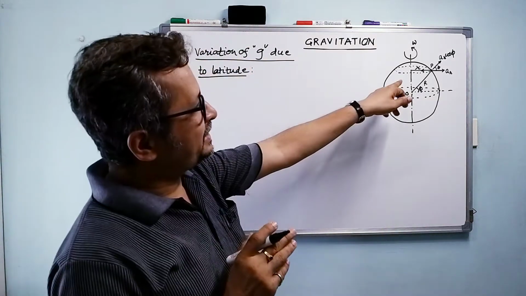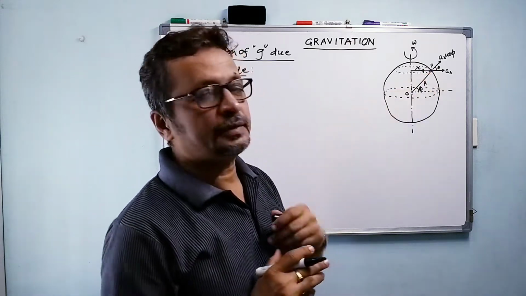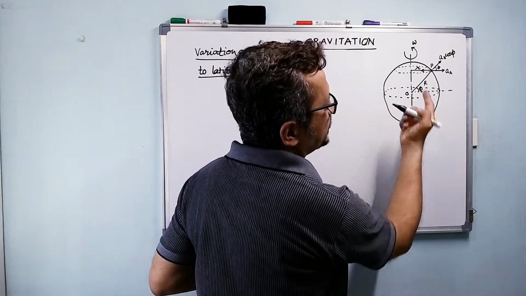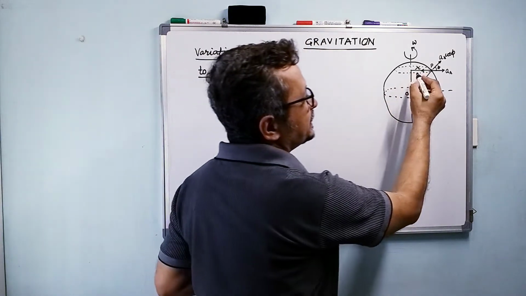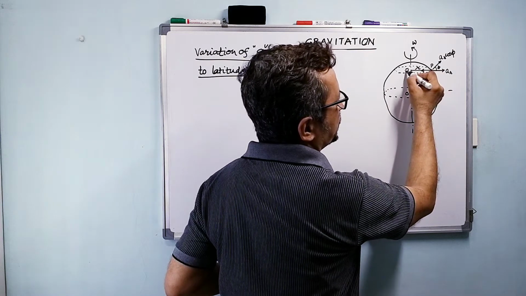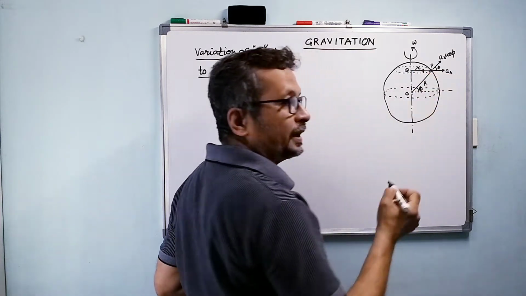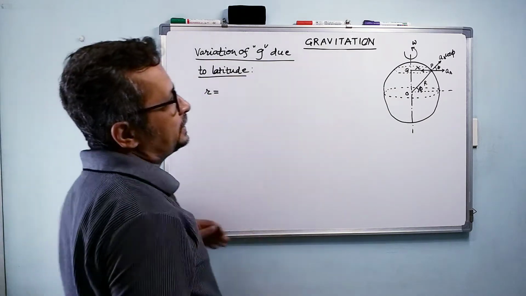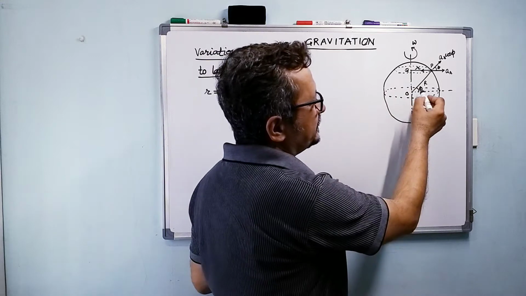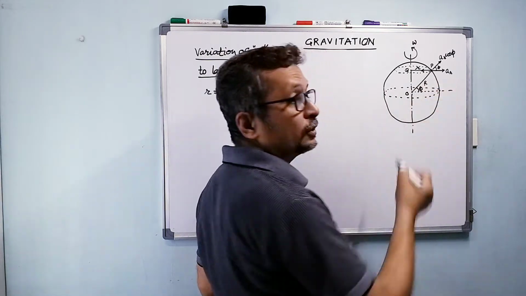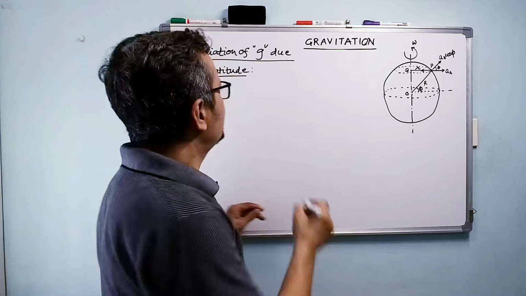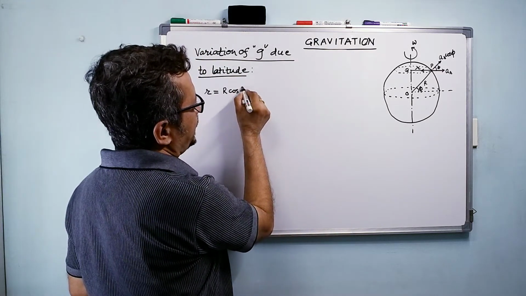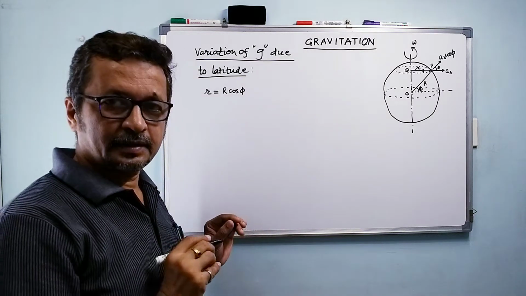Now if you see here, this mass kept at point P is performing uniform circular motion in a circle of radius equal to PQ, and that radius is equal to small r. If this angle is phi, then that angle is also phi. Therefore my small r is equal to R cos phi.